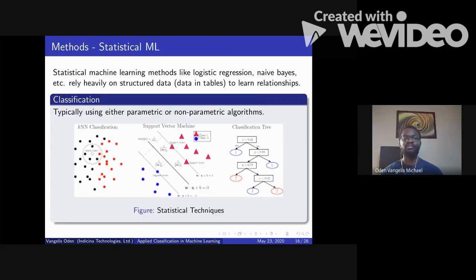So in statistical machine learning methods like logistic regression, naive Bayes, etc., we rely heavily on structured data. That's data in tables to learn relationships. And you can see in the representations there, we're just trying to create a decision line between data of two or more data clusters. We're trying to say if the data belongs to this cluster of points, because of course we know most cats would look alike, right? Most cats would look alike.